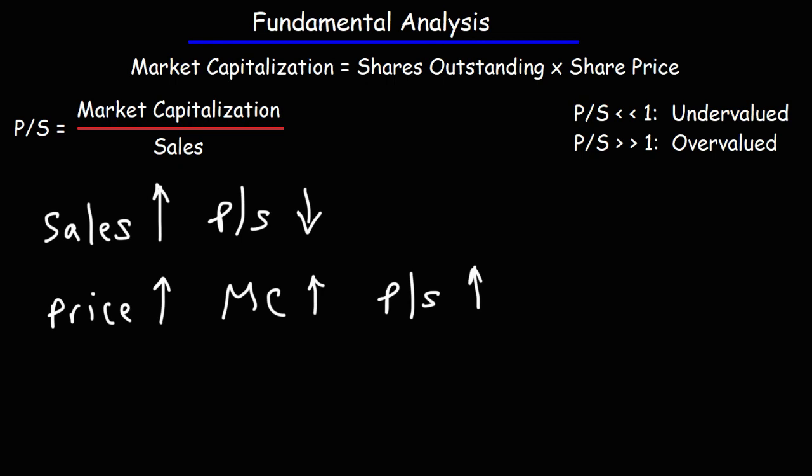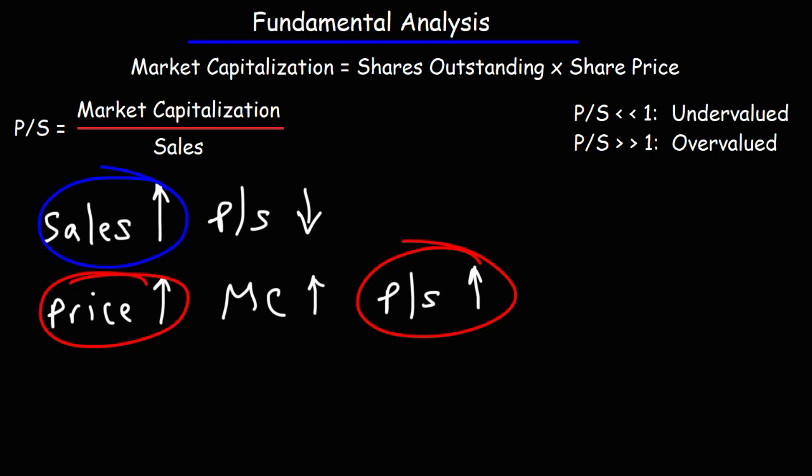So a company could decrease its price to sales ratio by either increasing the sales generated by the company or decreasing the price of the stock, which really depends on market conditions. If the price of the stock goes down, then that's an indication that the company might be becoming undervalued. If the price of the stock goes up, the price to sales ratio goes up, which indicates that a company might be becoming overvalued.